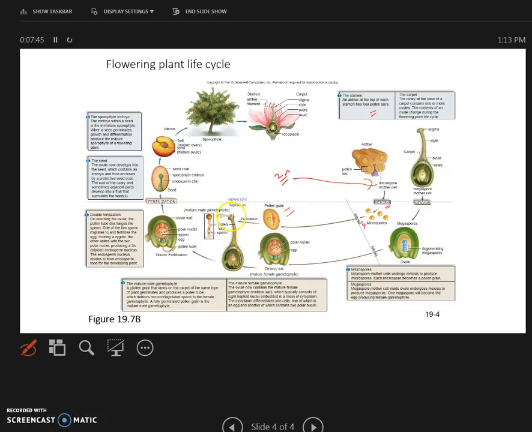As soon as the pollen touches the upper part, that's the stigma, which is sticky, it is going to start germinating and form the young gametophyte. Wait, let's go back. Let's look at the female part of the flower, that's the carpel.